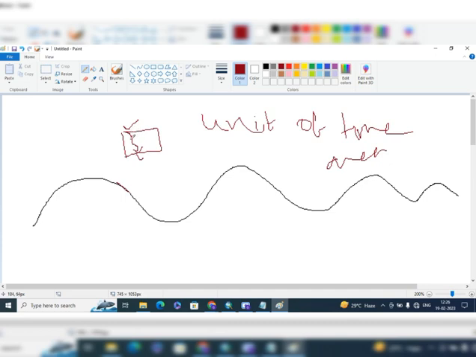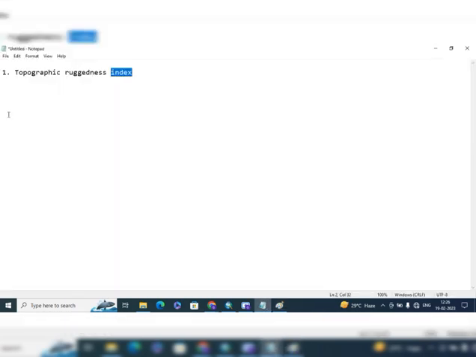And what is the meaning of the topographic wetness index? It means after the passage of all this water, how much water is actually contained by this particular pixel. It is the meaning of the topographic wetness index. However, our first aim is to identify the topographic ruggedness index.